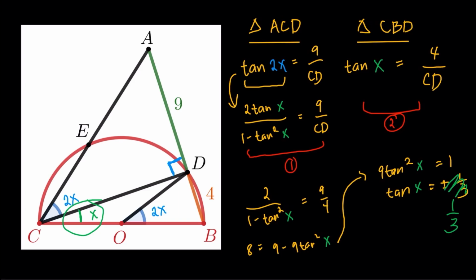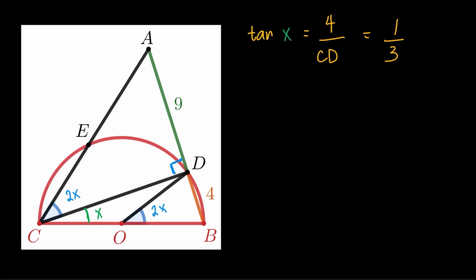Now, having tangent x to be 1/3, I could substitute it into here to get CD. So tangent x is equal to 1/3 as acquired. So 4 is to CD as 1 is to 3. And that's obviously going to give me that CD is equal to 12. So this part would be of length 12. We're going to highlight this, that's going to be of length 12.